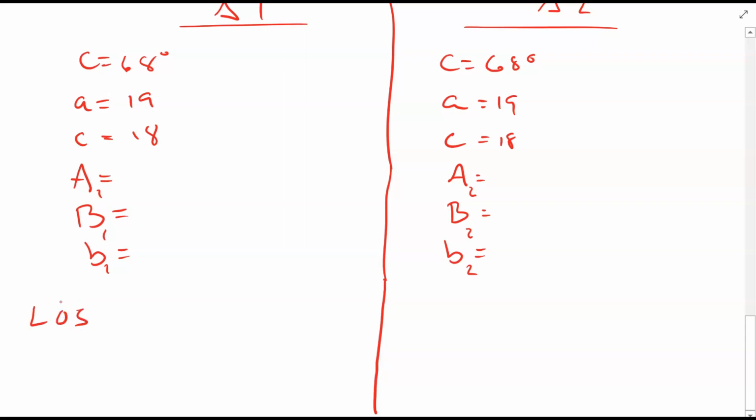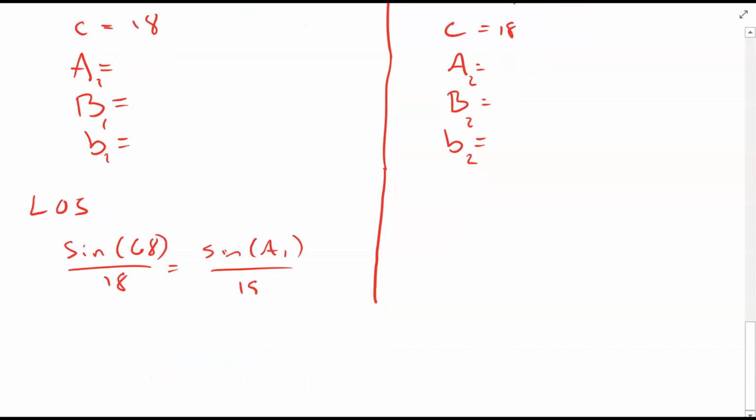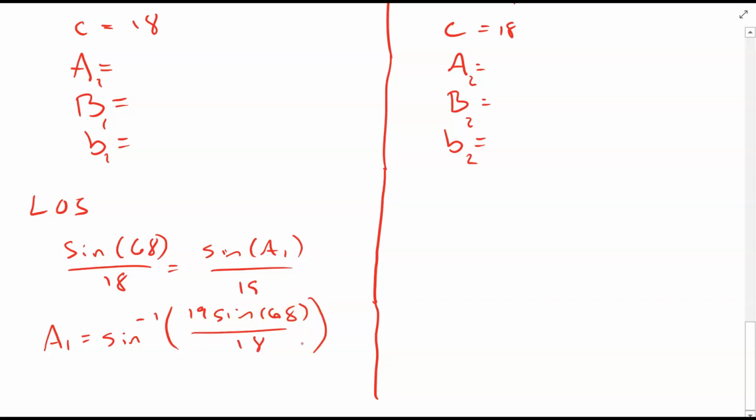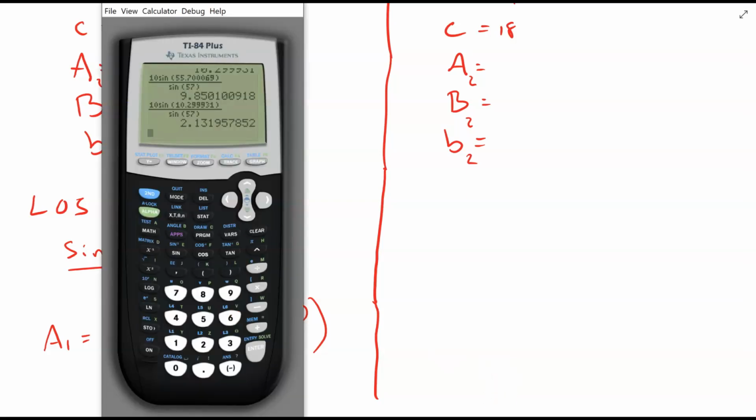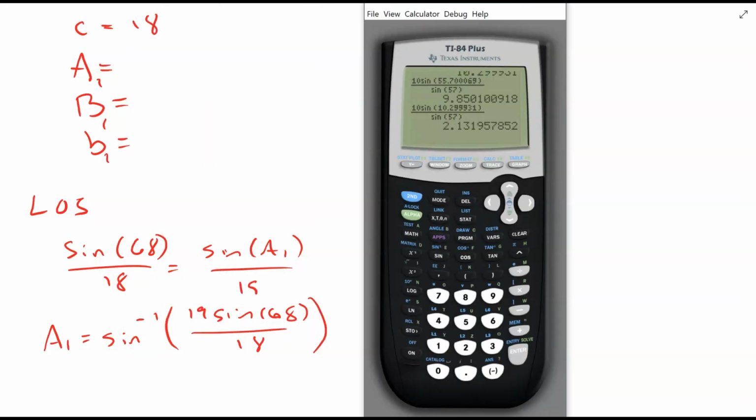So I'm going to then use the law of sines to solve for angle A1. So I'm going to say sine C over C is equal to sine A1 over A. So here I'm going to cross multiply, divide, and take the sine inverse all in one step. Is that okay, Gabe? Okay. I just want to make sure that at least I'm saying it aloud.